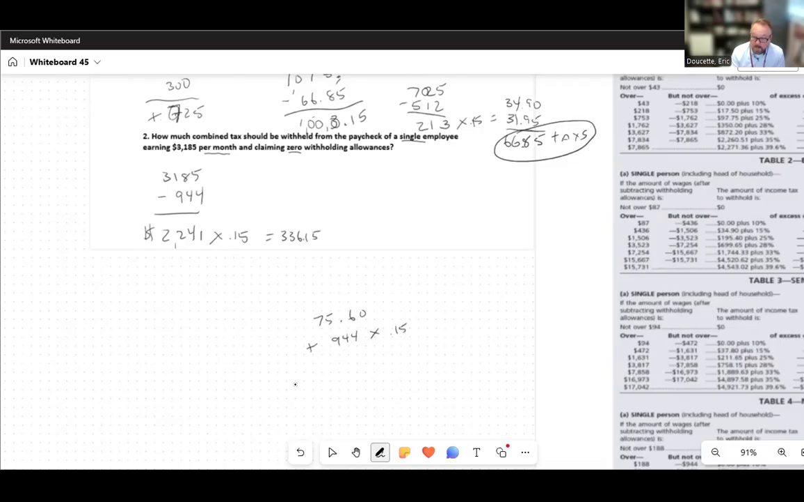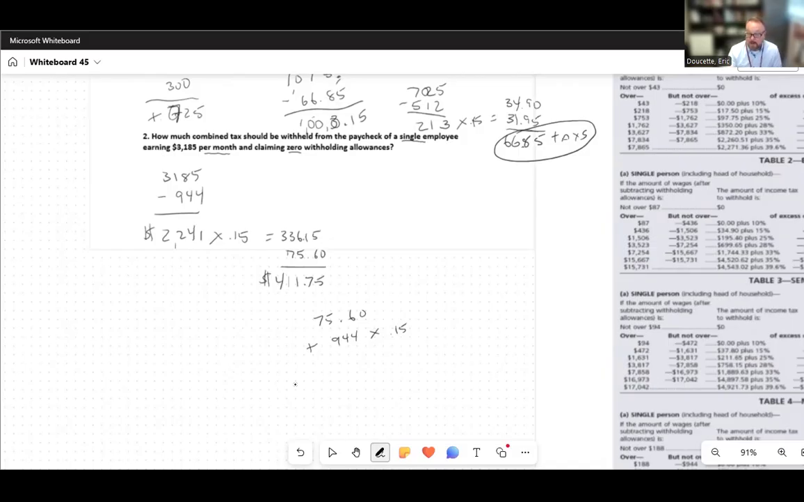336.15. And then I get to add to that the other fixed amount of tax, 75.60. And I add all those up. It's $411.75 of taxes. That's what I'm going to have to pay.